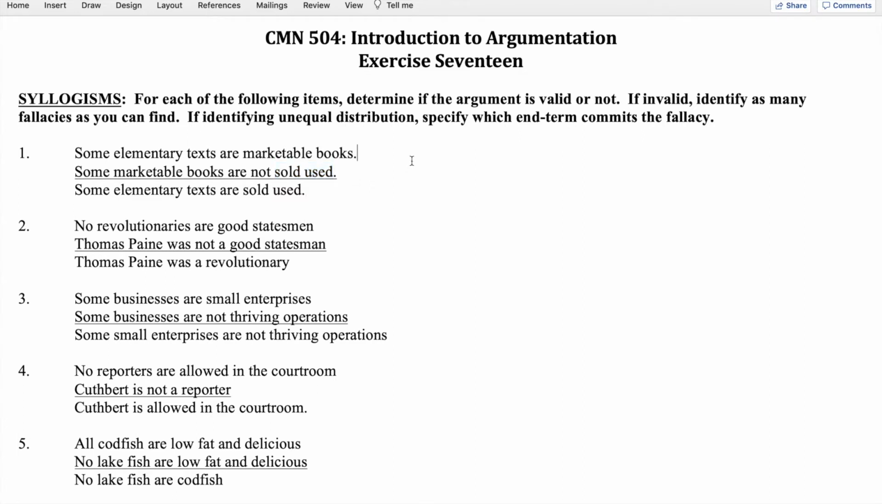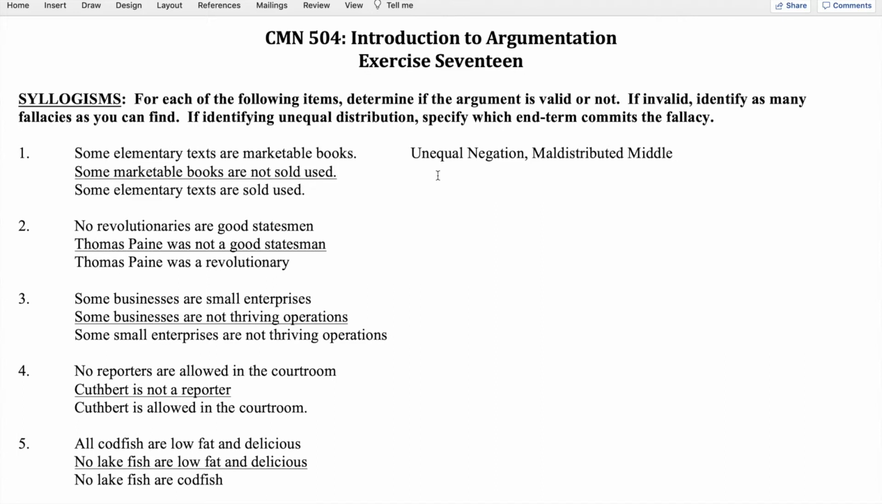And so one thing we can do is note right away that we have an affirmative conclusion, but we also have a negative premise. So we have the fallacy of unequal negation, because the number of negative premises does not equal the number of negative conclusions. We can then look at the middle term. The middle term here is marketable books, and we note that that middle term is not distributed at all. So we also have maldistributed middle, because middle terms must be distributed once and only once.